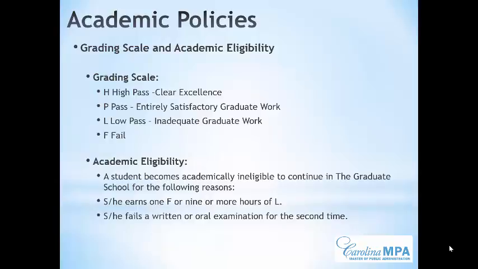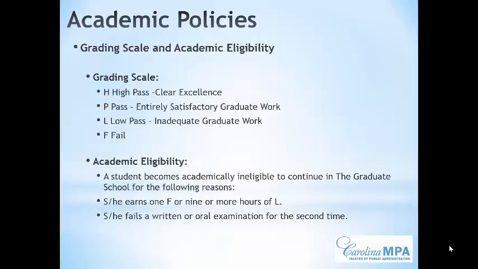Grading scale and academic eligibility. The graduate grading scale in use at UNC Chapel Hill is unique in that it cannot be converted to the more traditional ABC grading scale. Graduate students do not carry a numerical GPA. Grading at the graduate level is intended to offer feedback to students on their performance in a given course, including once students reach the thesis and dissertation stage.